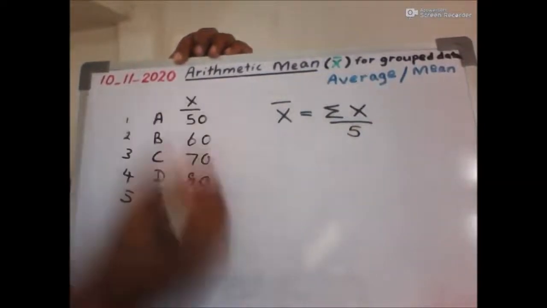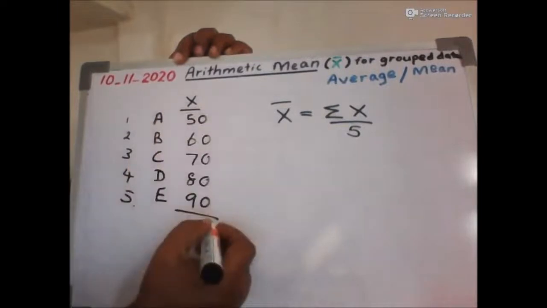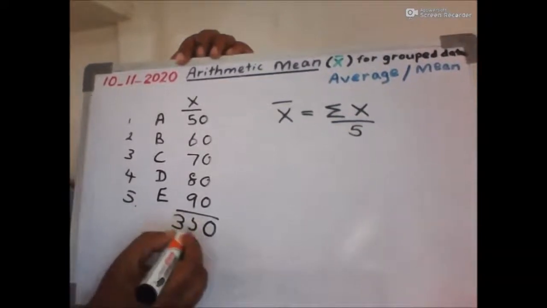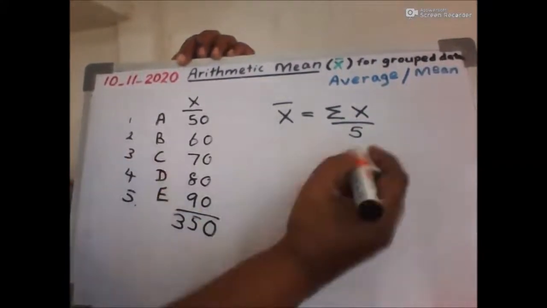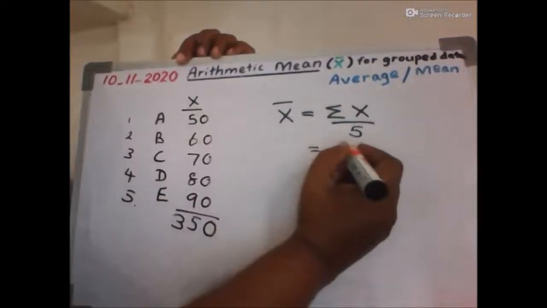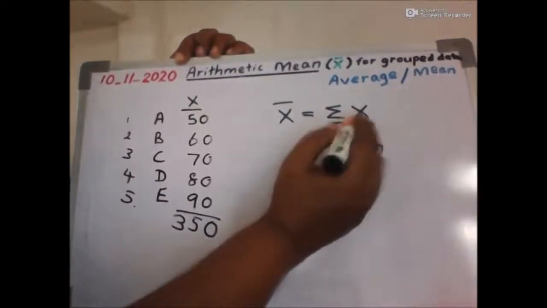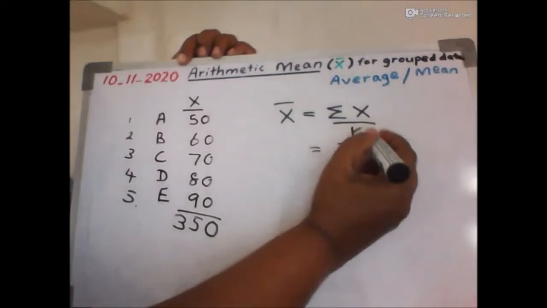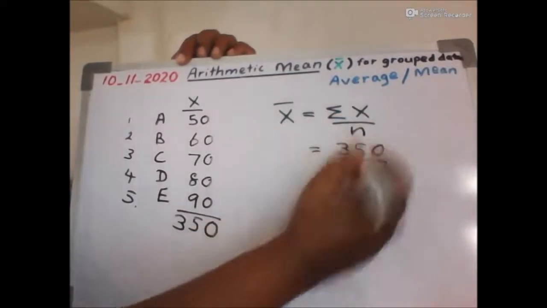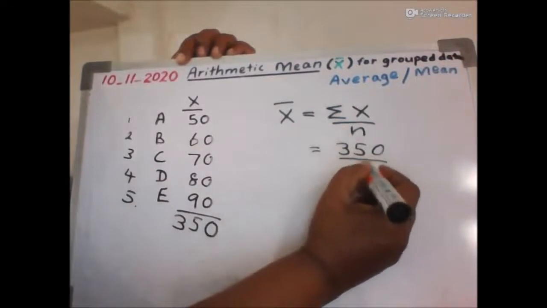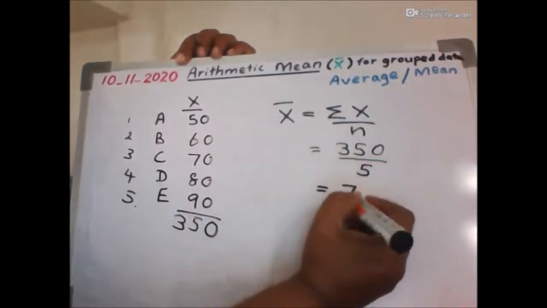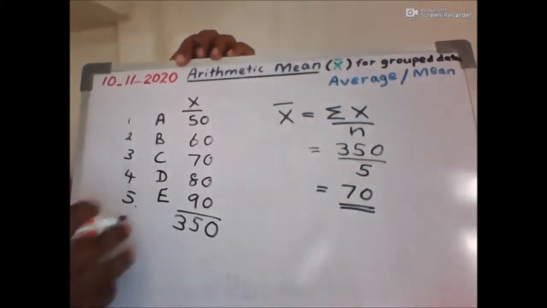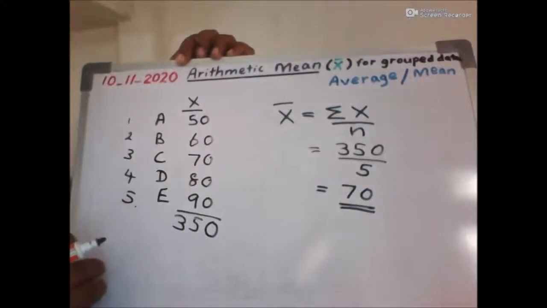Now we'll get the total of these marks. It is 350. So that is our total, 350, total of the marks. Then we divide that by the number of students. The number here is 5. There are 5 students. So the average of these test marks is 70. That's the normal way we are calculating the arithmetic mean.